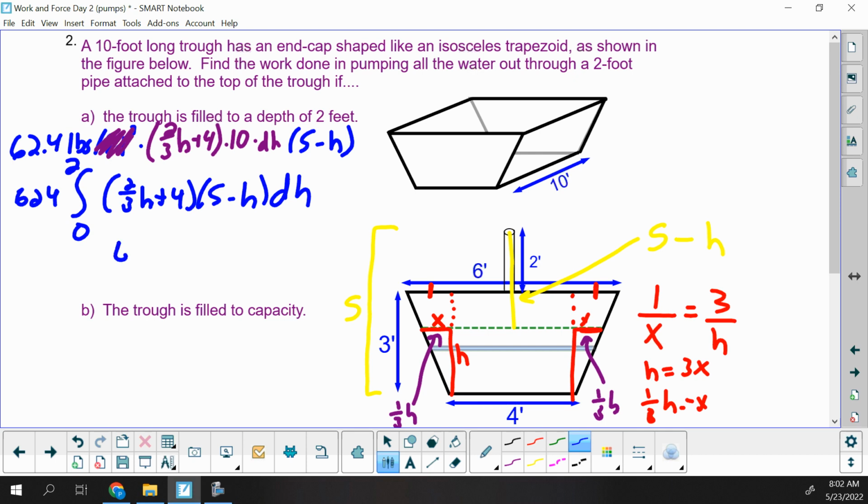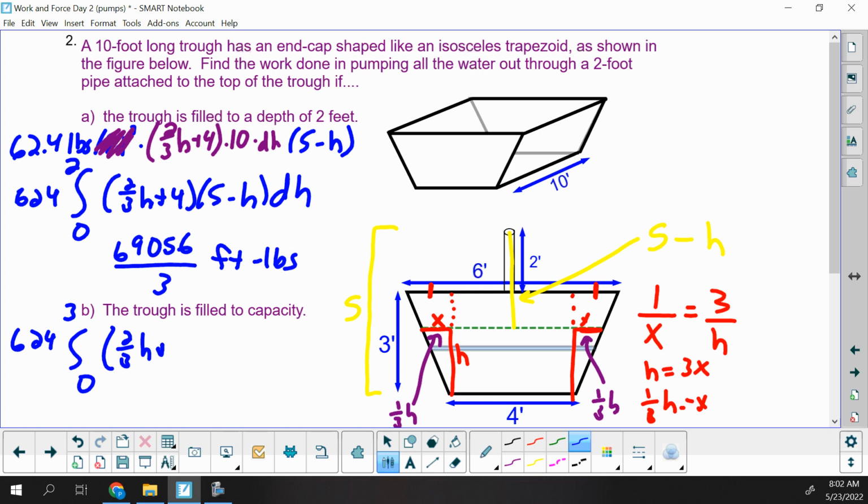So for part A, we should have 69056 over 3 foot-pounds. And the only thing that changed in the second is we're now going 0 to 3, because remember, the trough only went to a height of 3. The extra 2 was where it had to travel through the pipe. So for that one, we should get 31,824 foot-pounds.